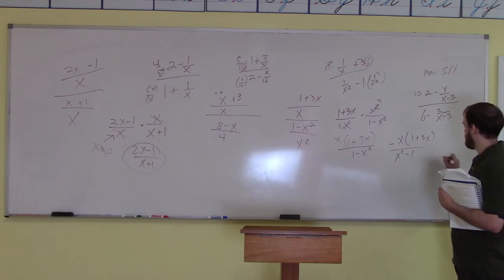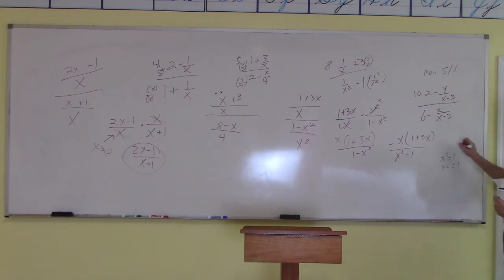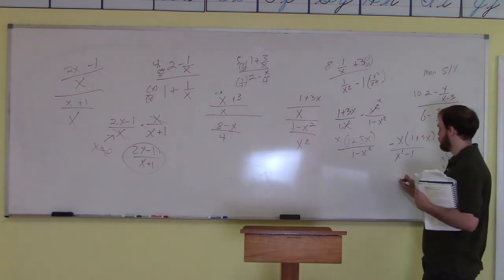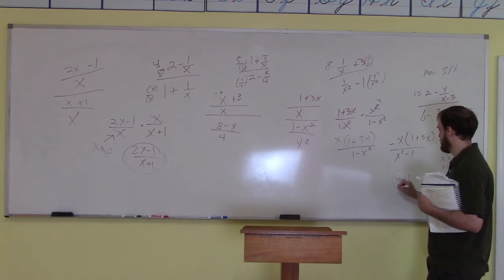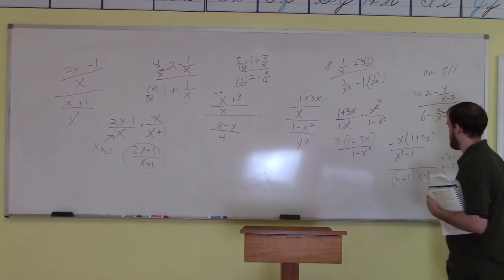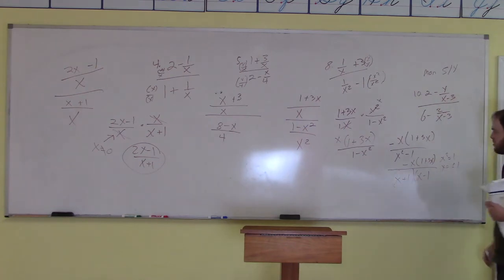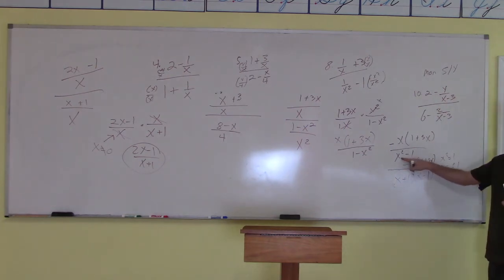Alright, so then this bottom will actually factor. If you set x squared equal to 1, then it would be x equals plus or minus 1, square rooting both sides. Square root of x squared is x, square root of 1 is plus or minus 1. So this x squared minus 1 on the bottom is really x plus 1, x minus 1, so we can factor that. And so your final answer then would be negative x times 1 plus 3x all over x plus 1, x minus 1. So again, we had to factor that.